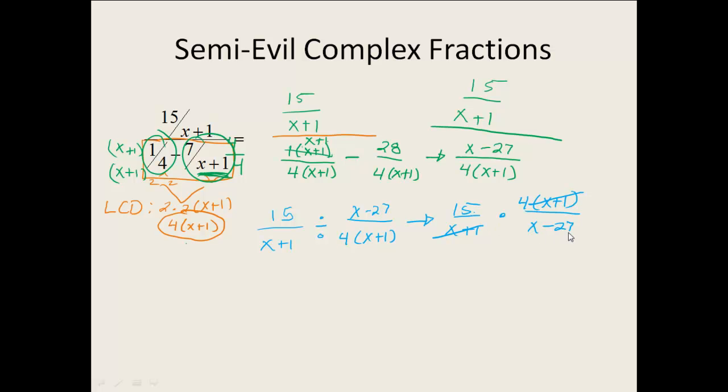Now the 15 and the 27, you might think that you could reduce by 3, but this isn't just a 27. It's part of the expression because of that minus sign. It's x minus 27. So it looks like I'm left on top with 15 times 4, which is 60, and on the bottom I have x minus 27.